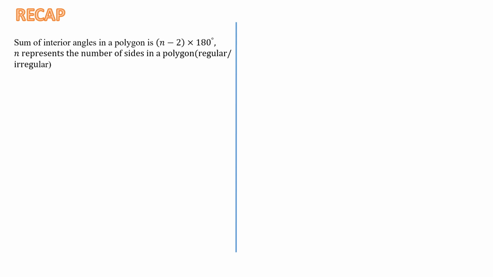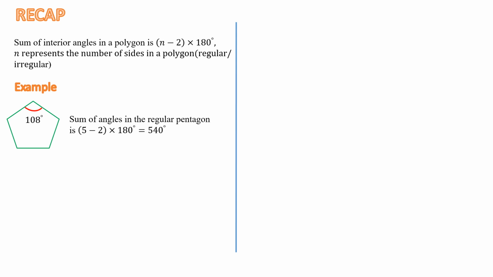Right, so let's do some examples. Let's do a recap of what we have learned earlier. The sum of interior angles in a polygon is (n minus 2) times 180 degrees, with n representing the number of sides in a polygon, whether it is a regular or irregular polygon. So let's look at how we can calculate.